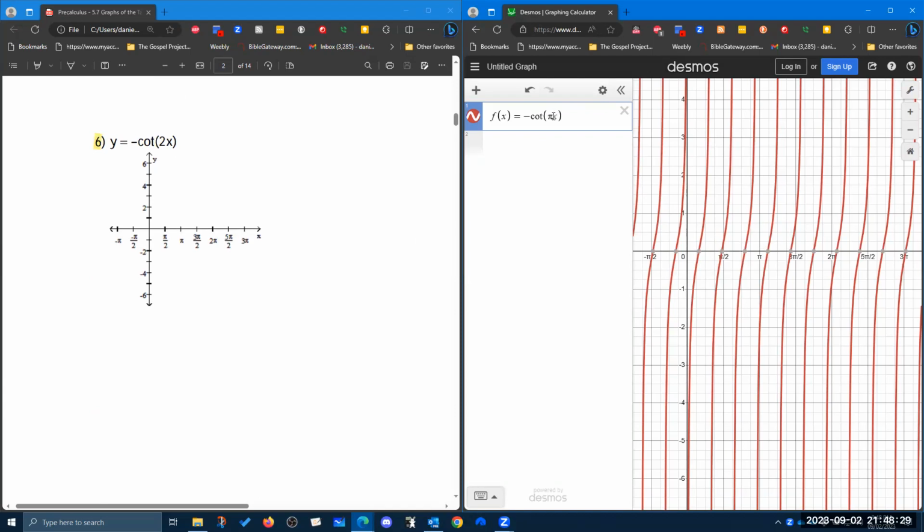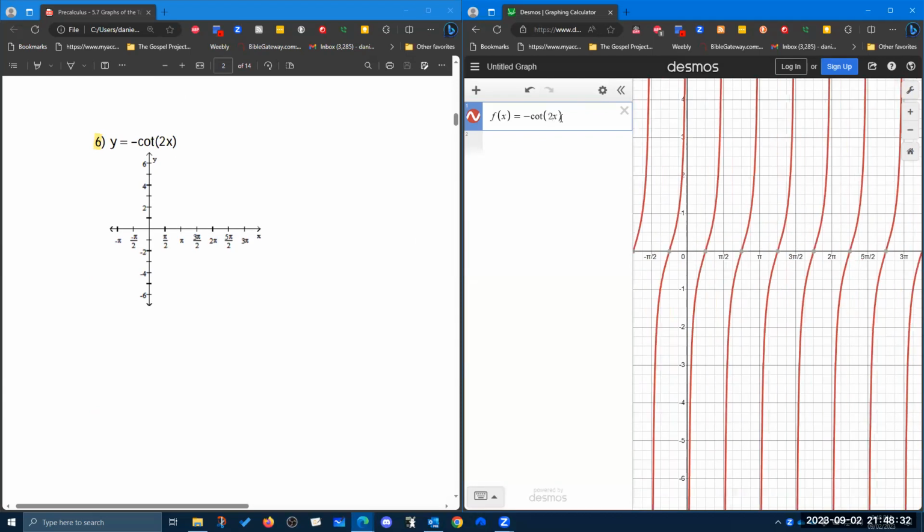Now let's try to replace this pi with a 2. You see that there's still a horizontal compression, but we're back to having zeros at odd multiples of pi over 4 now, instead of pi over 2. The period has been cut in half, and so our asymptotes now happen at 0, pi over 2, pi, 3 pi over 2, and so on. Every multiple of pi over 2, there's an asymptote.